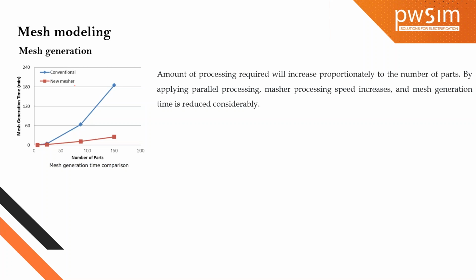But in the new mesh technology developed in the latest version by JSOL Corporation Japan, the mesh generation time is reduced to almost 30 minutes. So it is very fast to mesh 150 parts. The amount of processing required will increase proportionately to the number of parts. By applying parallel processing, the mesher processing speed increases and mesh generation time is also reduced considerably. In this picture, we have shown the conventional mesher compared to the newer mesher.